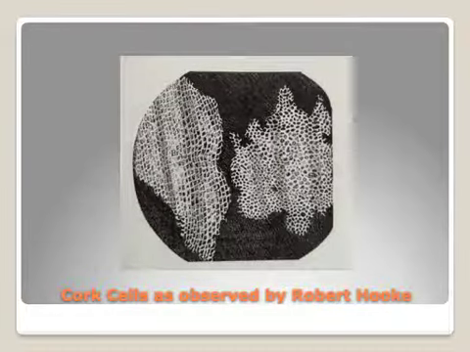Now, we are going to see discovery of the cell. In 1665, Robert Hooke, an Englishman, first discovered the cell. He observed slices of cork under a microscope. Cork is a part of the bark of a tree. He observed a number of tiny little boxes or compartments in the slice of cork.